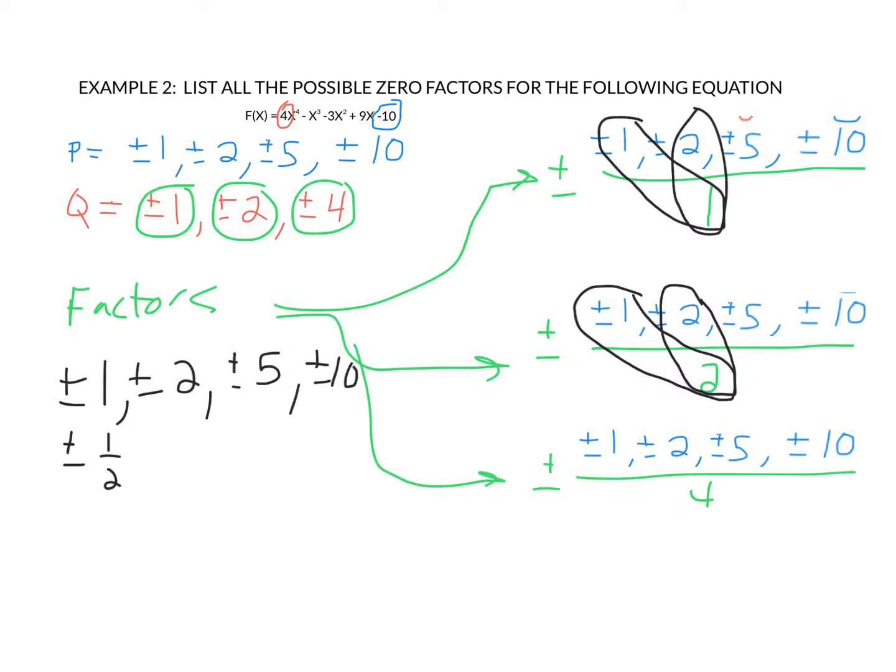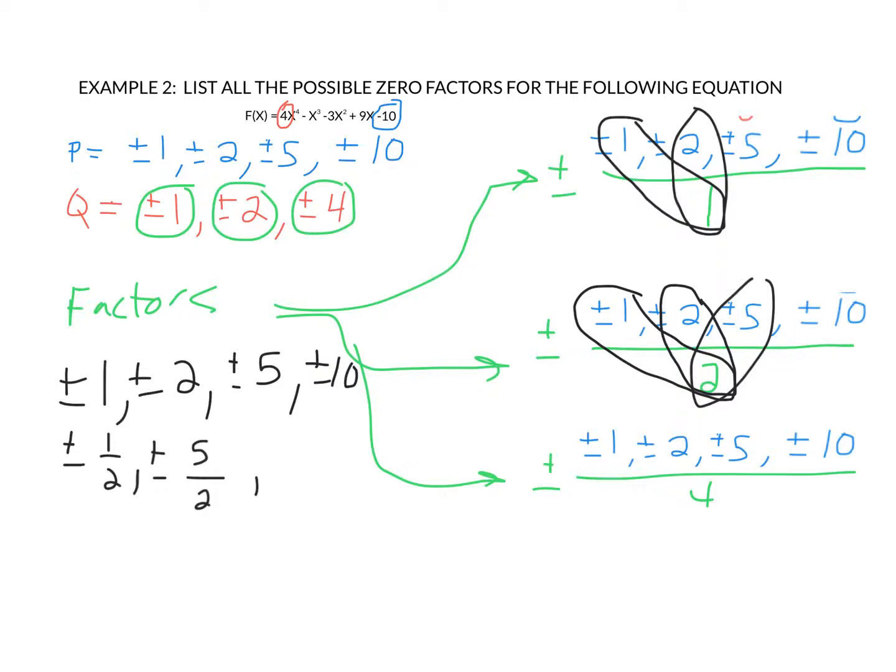So again, 5 over 2, I don't have 5 halves, so plus or minus 5 halves. And then 10 halves, again, is 5. And like I showed you earlier, we already have 5. It's right here, so I don't have to worry about the 5. So now I can go to my next parenthesis.